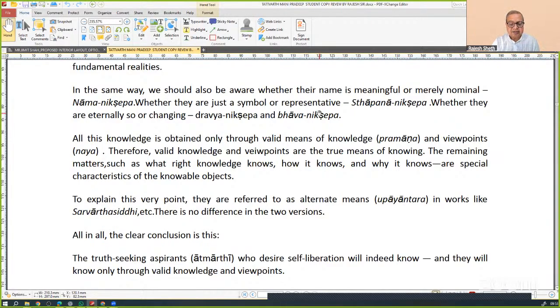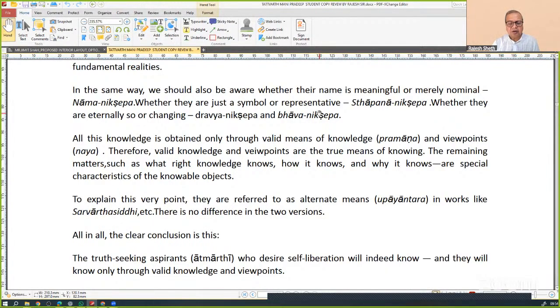The remaining matters, such as what right knowledge knows, how it knows, and why it knows, are special characteristics of the knowable objects. Knowable objects means gney. To explain this very point, they are referred to as alternate means, upayantar, in works like Sarvarth Siddhi, etc. There is no difference in the two versions. So Sarvarth Siddhi is a commentary on Tattvarth Sutra. As I said, there are 100 commentaries on Tattvarth Sutra. Our life is very limited. So we have Dr. Bharilji's commentary on Tattvarth Sutra as a syllabus.